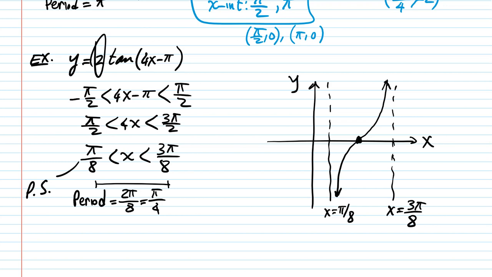And what else? So each tick mark is pi over 8. This is pi over 8, 2 pi over 8, 3 pi over 8 right in here. And 2 pi over 8 is pi over 4. The x-intercept for the one cycle is at pi over 4. And we got it. Notice how easy it was to graph these again.